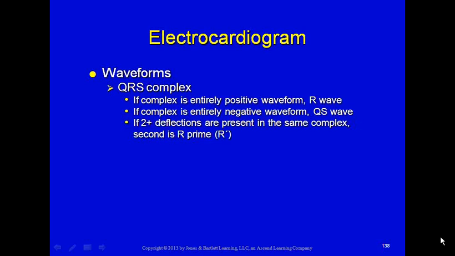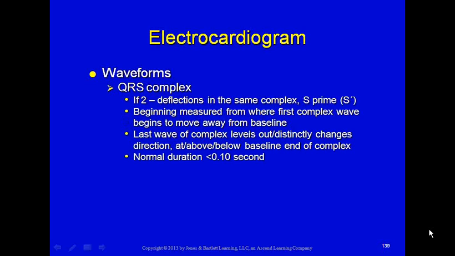Now, if the complex is entirely positive, then all you have is an R wave. If the complex is entirely negative, then you have a QS. If 2 positive deflections are present in the same complex, then the second one is called R prime. So you have an R and an R prime, and you'll see that with a bundle branch block. If you have 2 negative deflections in the same complex, then you have an S and an S prime.